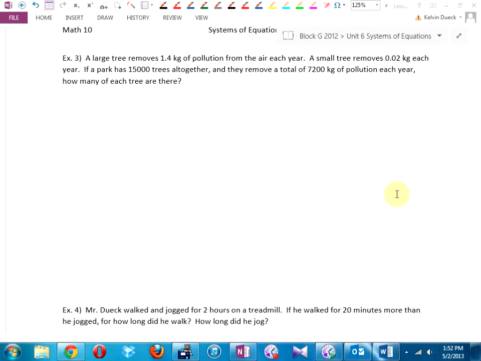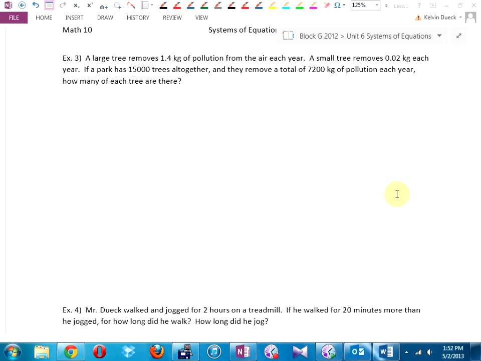By the way, I'm already thinking, I'll bet you X and... Guys, stop clicking that pen. Come on, people. I'm already thinking that X and Y will be large and small trees, perhaps, but let's keep reading. The park has 15,000 trees altogether, and they remove a total of 7,200 kilograms of pollution each year. How many of each tree are there?